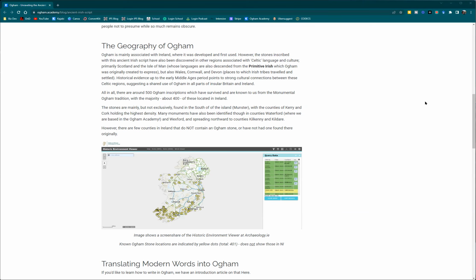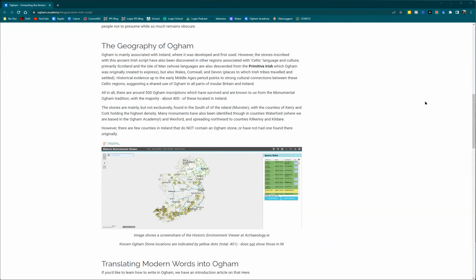Historical evidence up to the early Middle Ages period points to strong cultural connections between these Celtic regions, suggesting a shared use of Ogham in all parts of insular Britain and Ireland. All in all, there are around 500 Ogham inscriptions which have survived and are known to us from the monumental Ogham tradition, with the majority of those, about 400, located in Ireland.